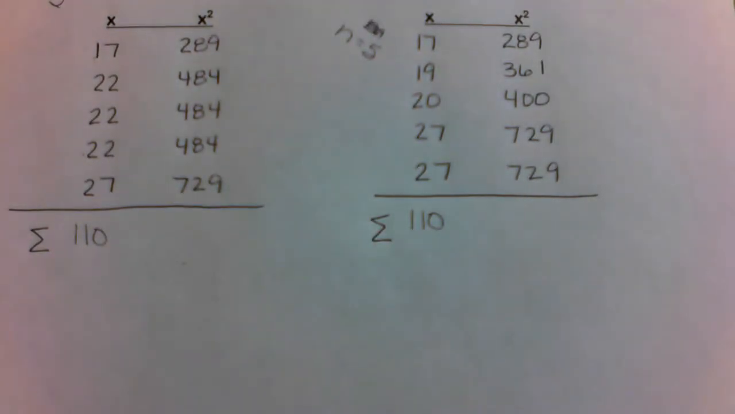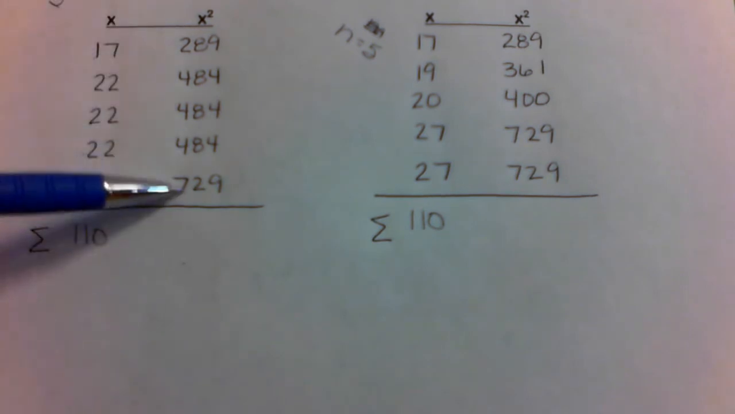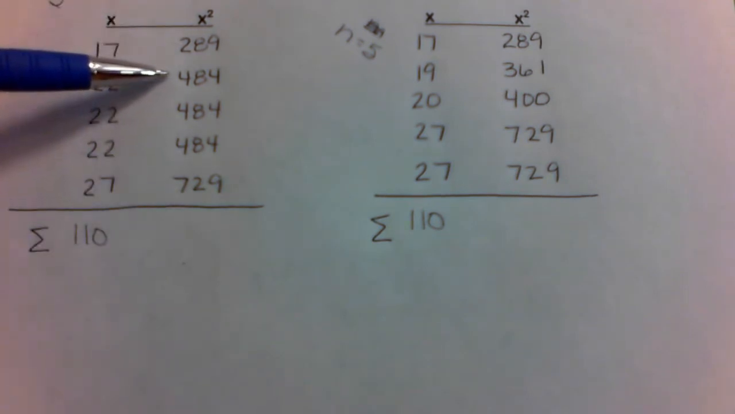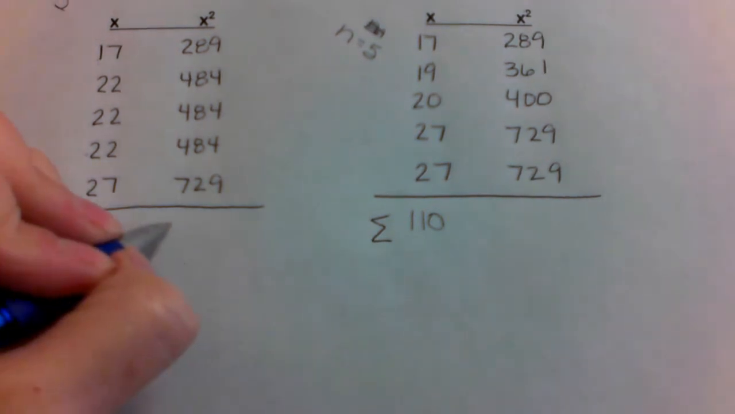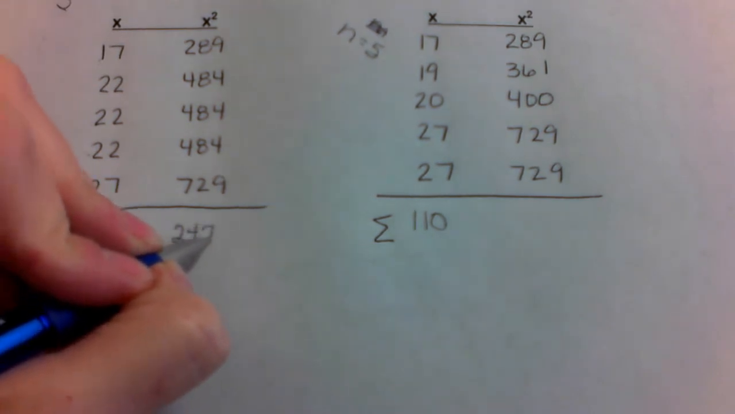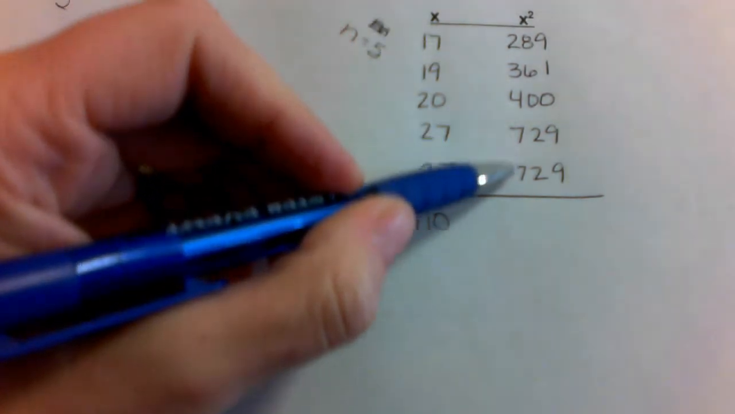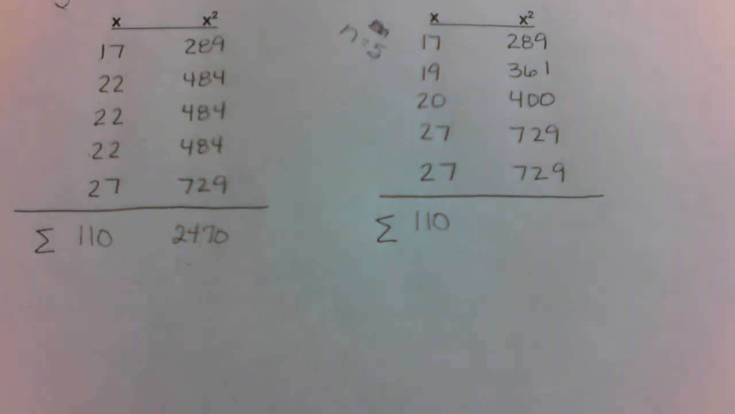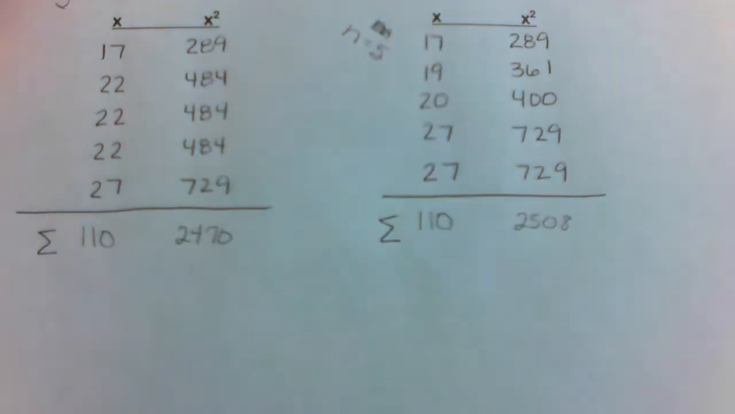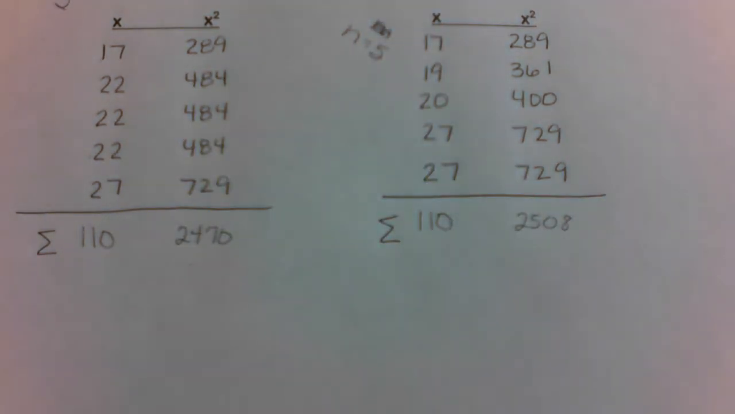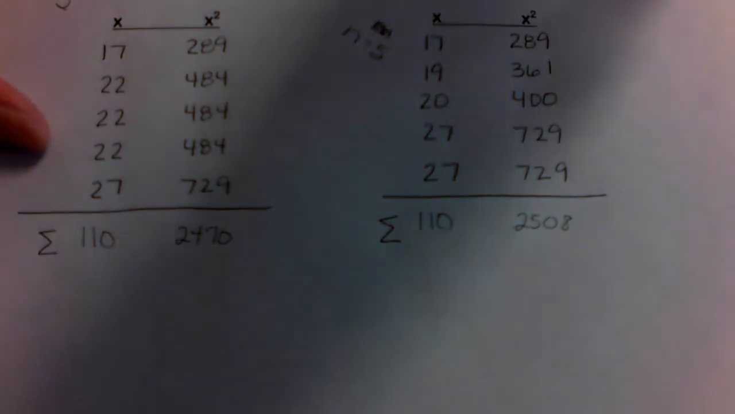So before I find the variance, I need to add these up. So I'm going to add 289 plus 484 3 times plus 729. And that adds up to 2,470. And then I'm going to do the same thing over here. I'm going to add all of these up, and they add up to 2,508. So there's something that's different right there, which means my variance and my standard deviation for these two suppliers are not going to be the same.